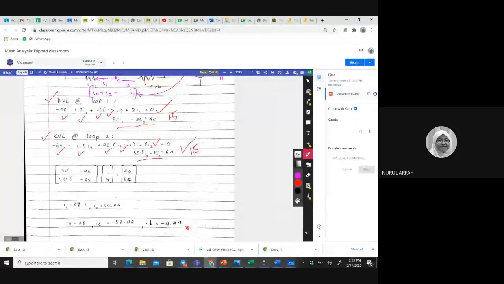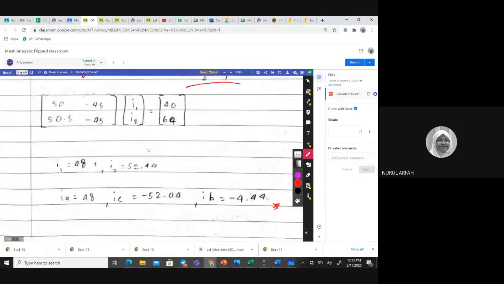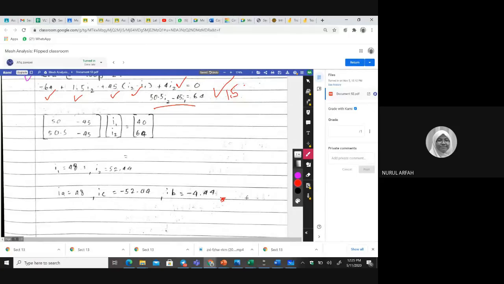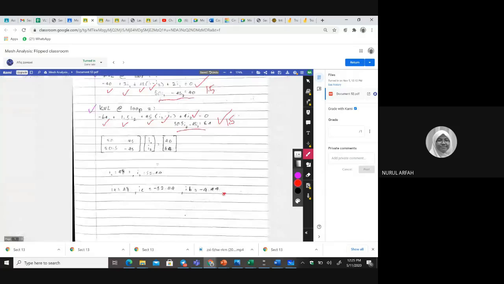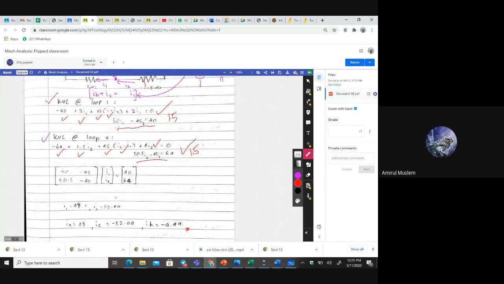Okay, let's compare with the other students. Do you have the same answer as Afiq? 48 and 52? Or not? Maybe not the same. Minus 45. This is correct, right? Anyone? The first loop, yes, the equation is correct. For the second one? Correct also. Maybe when I did it in the calculator it was wrong. Yeah, maybe your calculation.